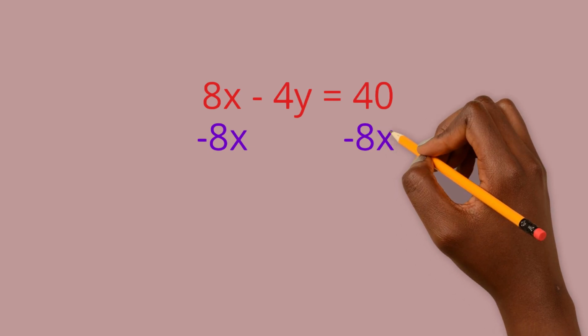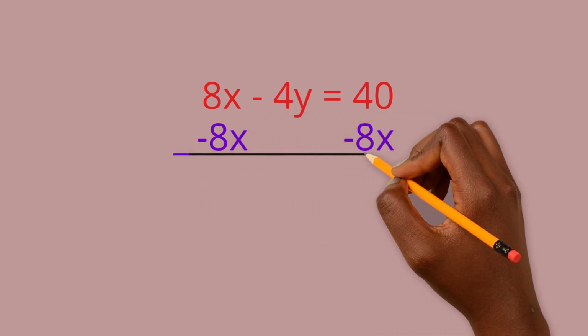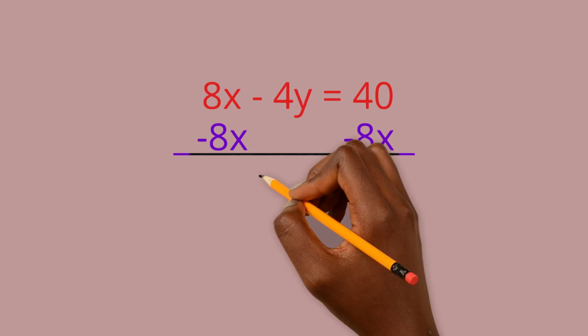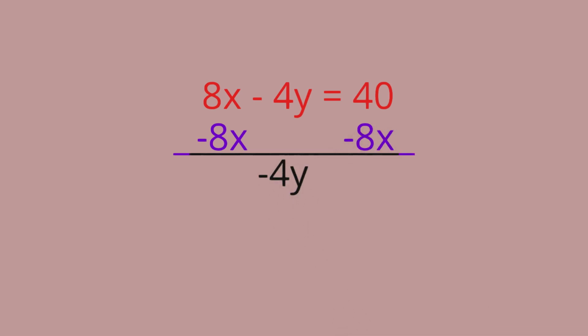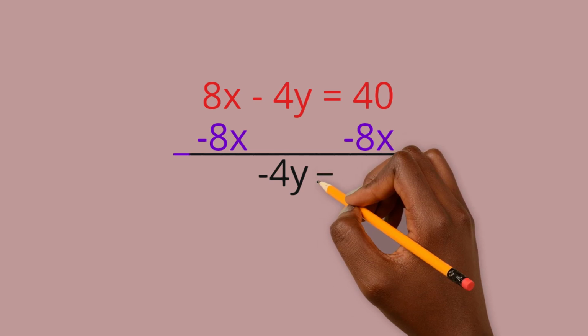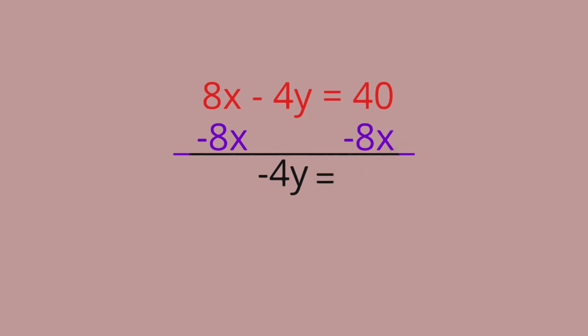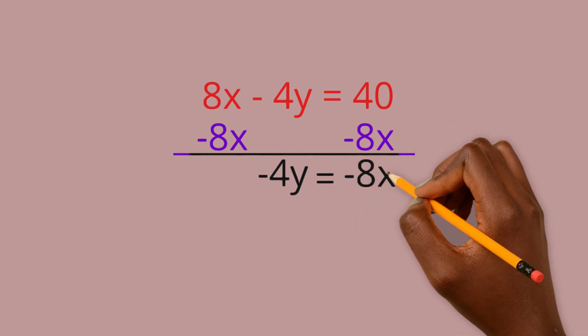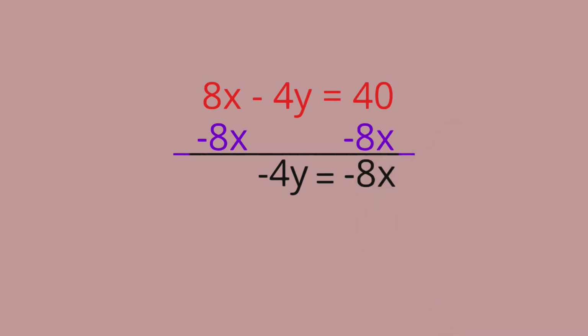8x minus 8x leaves me with 0 pair, so they cancel each other out. I did not use my negative 4y, so I will bring down my negative 4y equals 40 and negative 8x. These are unlike terms. We cannot combine unlike terms, so I will write them as is. However, remember, we are rewriting in the format y equals mx plus b, so I will write my negative 8x first, and then I will plus my b, which will be 40.